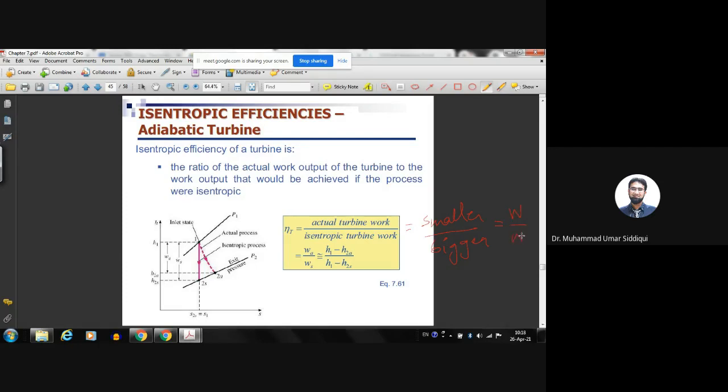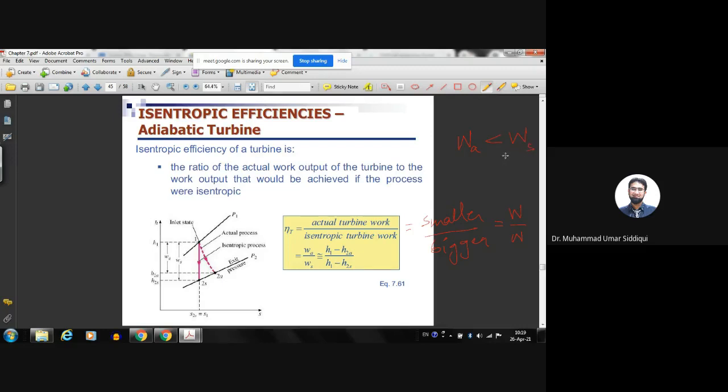Okay, but one work is actual, the other work is the ideal. In case of the turbine, the actual work would be less. Why? Because part of the pressure energy will be converted into heat loss, so the actual work output would be less. So in case of the turbine, the actual work would be less than the ideal work.